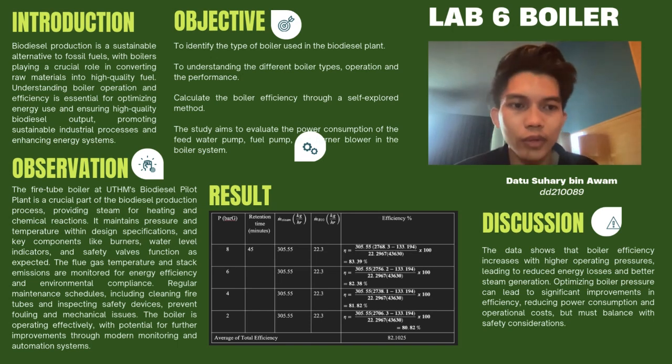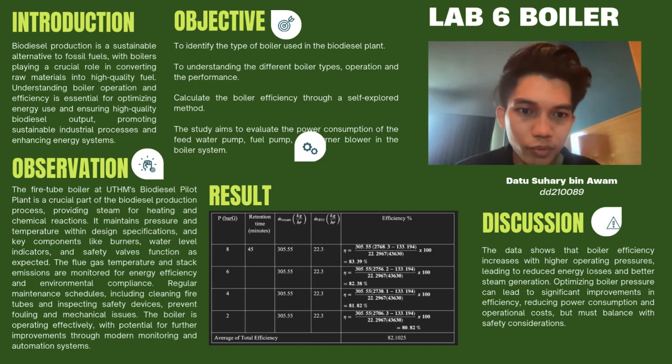The objectives of Lab 6 boiler are to identify the type of boiler used in the biodiesel plant, to understand the different boiler types, operation and performance, and to calculate the boiler efficiency using the direct method. Then the study aimed to evaluate the consumption of the feed water and fuel pump.